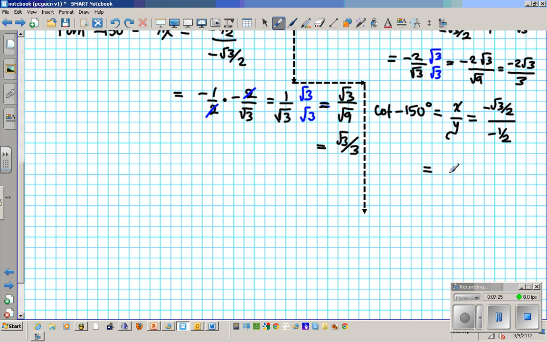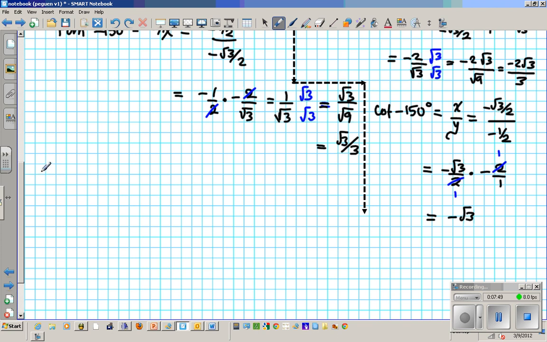So with that in mind, we're going to drop the top, negative root 3 over 2, change it to times, and then flip the bottom into negative 2 over 1. The 2's and the 2's cancel out. 2 goes here 1, 2 goes here 1. Minus times minus is a plus, so your final answer is going to be negative root 3. Okay?